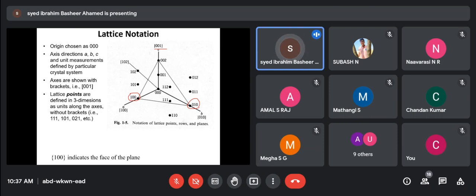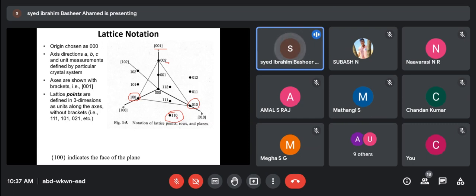Here it is 0, 0, 2. The unit length along the Z axis is 2. And here you can see 1, 1, 0. That means A and B have a unit length of 1, but along the Z axis it is 0.